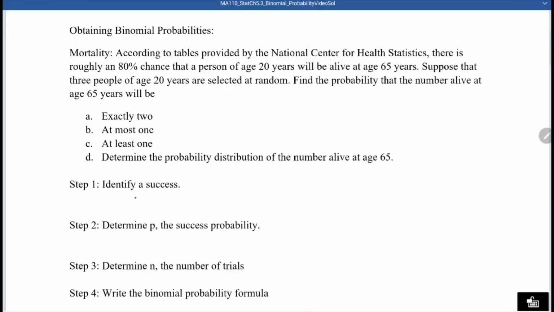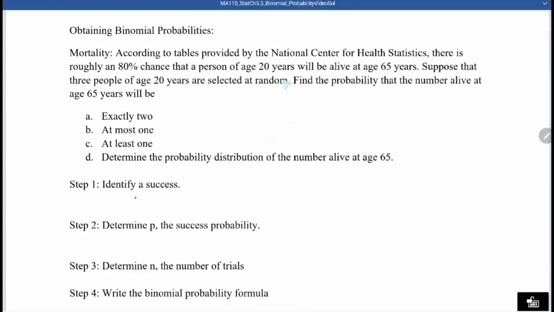They've calculated and found that there's an 80% chance that a person who's 20 years old today will be alive at 65 years, will be alive till the age of 65. And given that probability, given that chance, what is the probability that we will find 2 people alive, 3 people alive, and so on, based on random draws of 3 people? All right, that's what this problem is about.